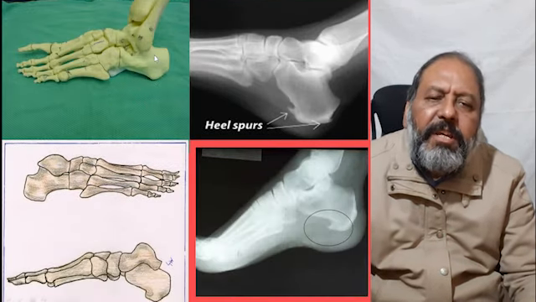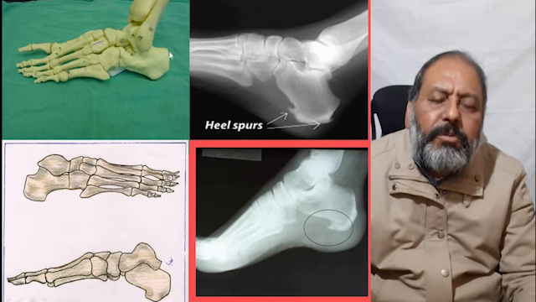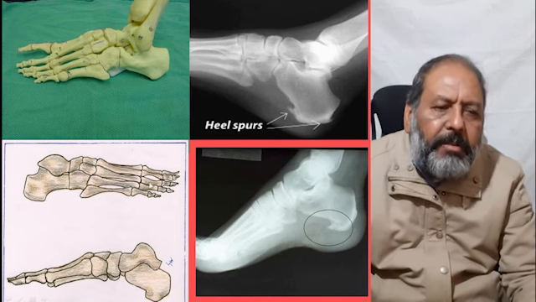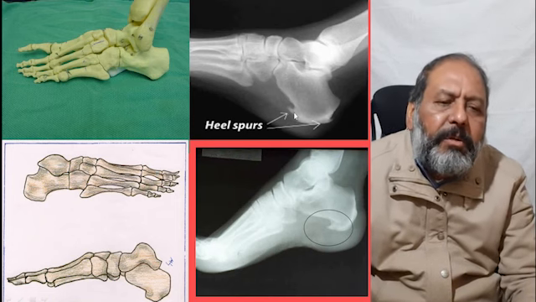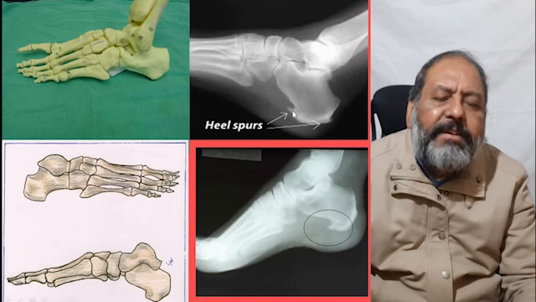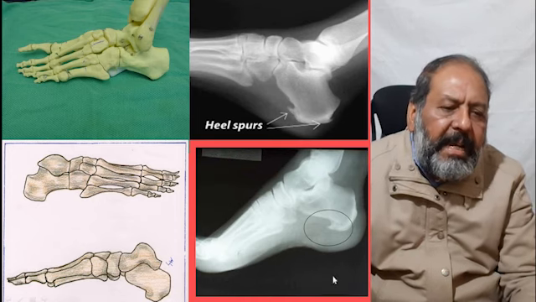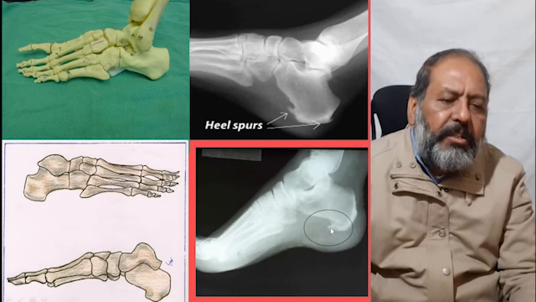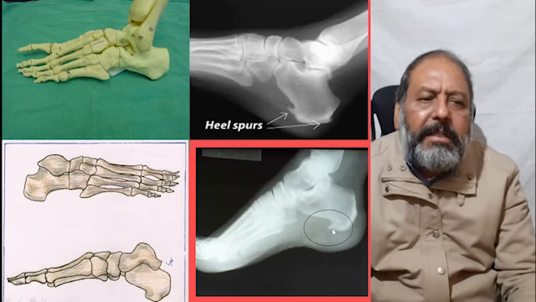So here one can see the calcaneus bone, and there is a smooth margin of this bone, and here again the smooth margin. But in case of the heel spur, one can see the spicule, the pointed end coming out from this calcaneus bone here and there, and here one can see the classical heel spur which is visible on the X-ray of the foot, lateral side.